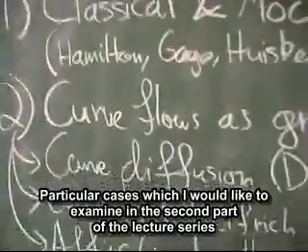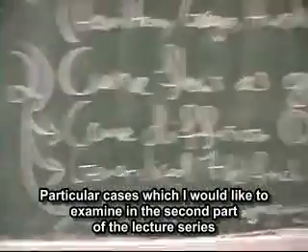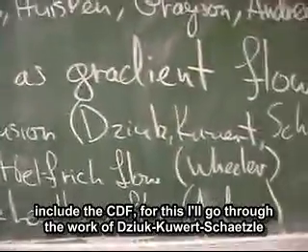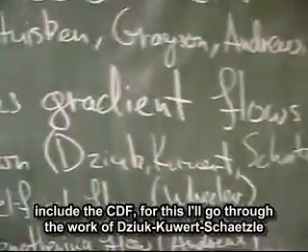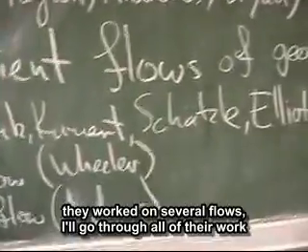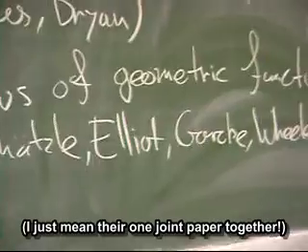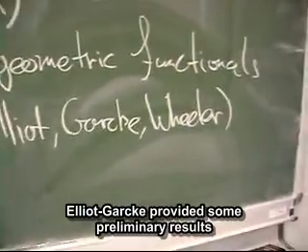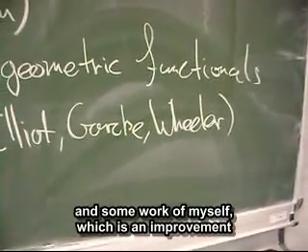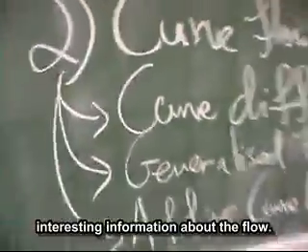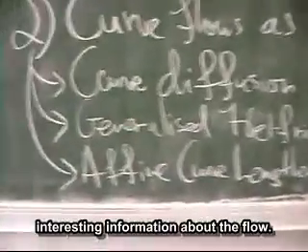Particular cases which I would like to examine in the second part of the lecture series are the curve diffusion flow, and for this I'll go through the work of Chuk, Kuvert and Schätzler. In fact, they work on several flows. I'll go through all of their work. Also Elliott and Garcke, who provided some preliminary results, and then some work of myself, which is an improvement, and some geometric inequalities which give some interesting information about the flow.